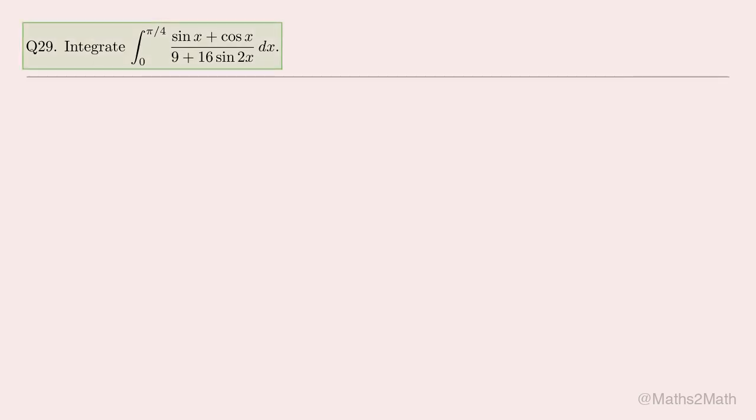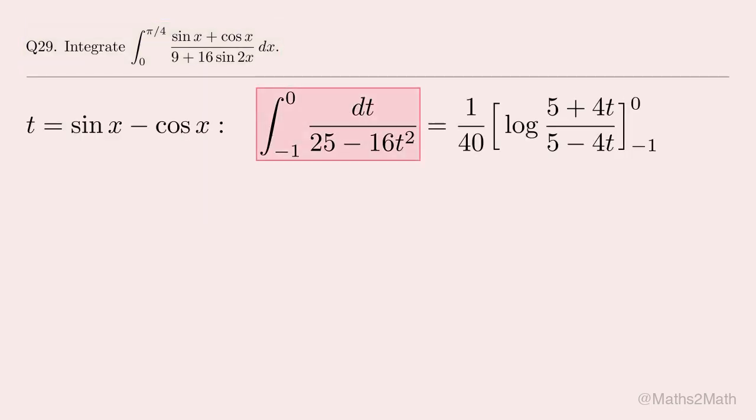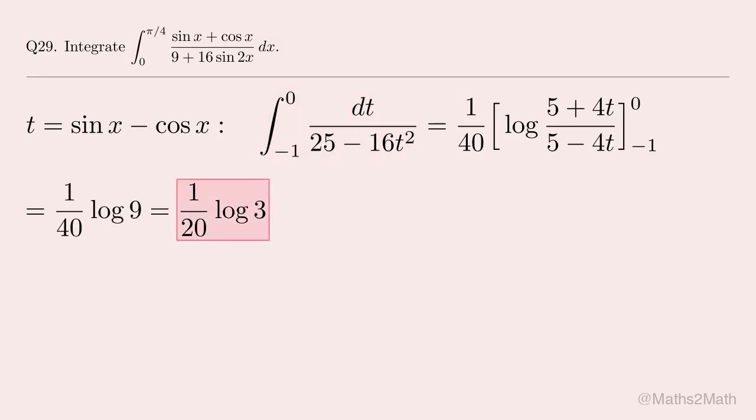Question 29. The same t as sine minus cosine, now inside a rational function, 25 minus 16t squared below. Sine 2x is 1 minus t squared, so the denominator becomes 25 minus 16t squared, with limits minus 1 to 0. Log 1 minus log 1/9, log 3 over 20.